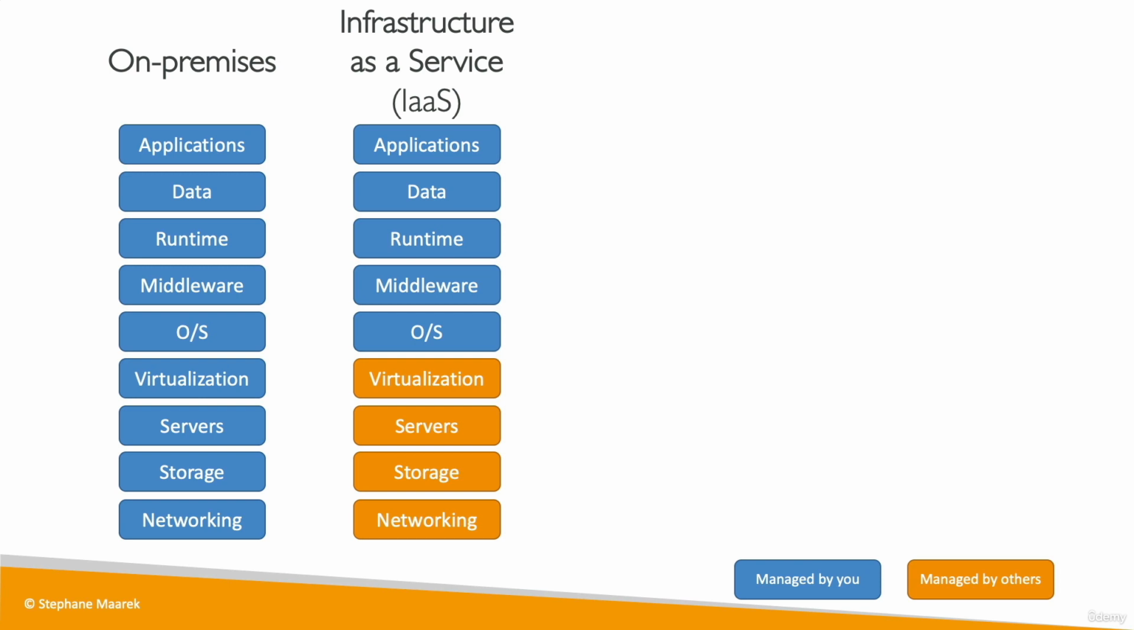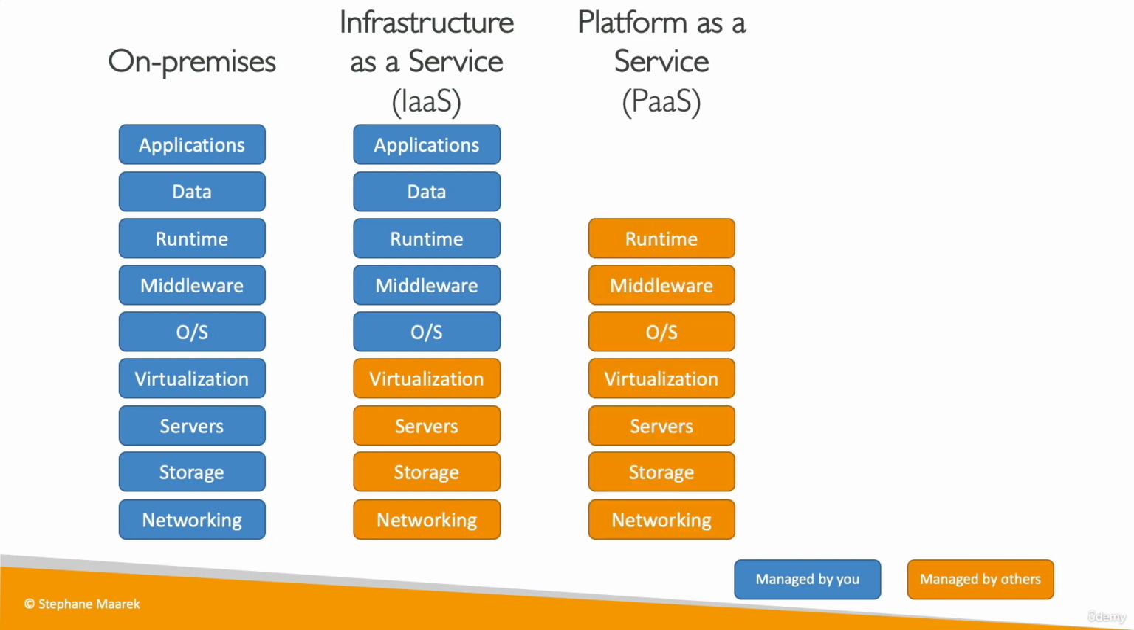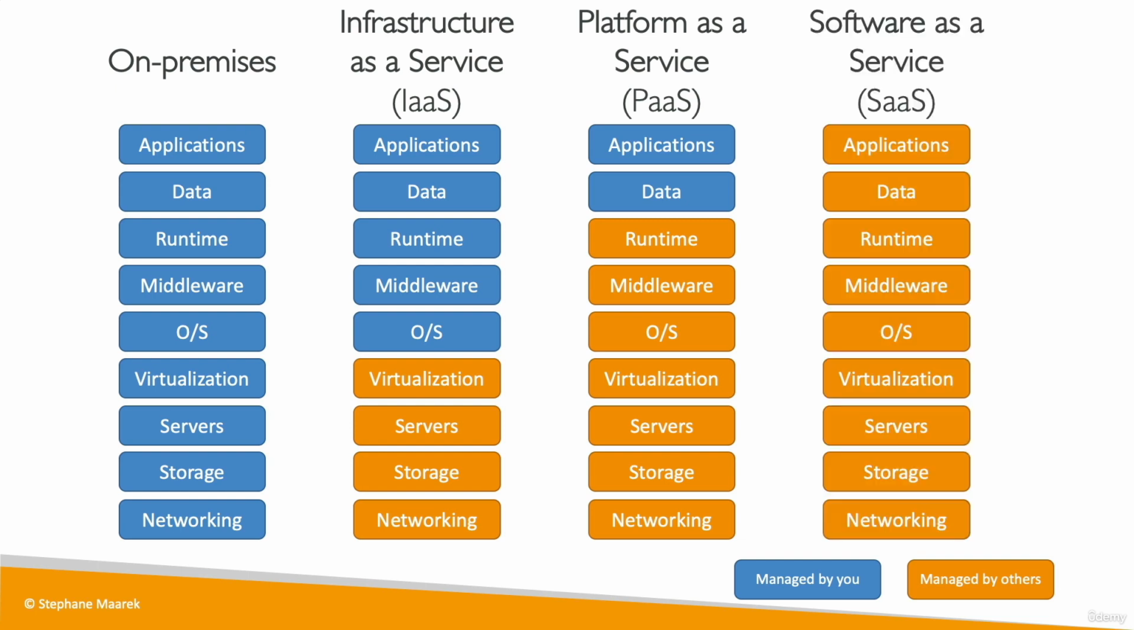With Platform as a Service, we manage even less. So everything from the runtime to the networking is managed by AWS, and the only thing we care about when we use a Platform as a Service is our application and our data. And finally, well, if you're using Software as a Service, everything is going to be managed by AWS.